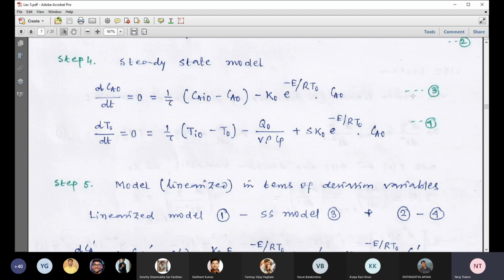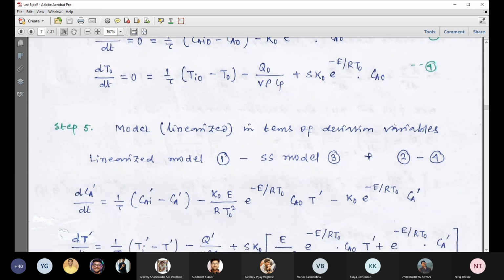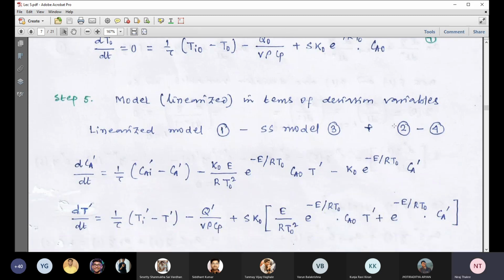Now you would like to subtract the steady state model from the linearized model, and we can get the linearized model equations in terms of deviation variables. See, after subtracting, I have written directly the linearized model equations in terms of deviation variables.